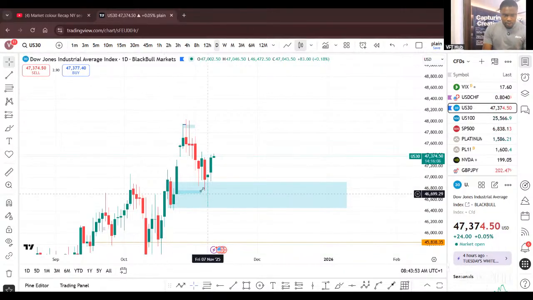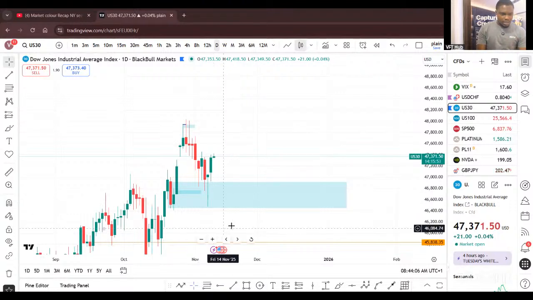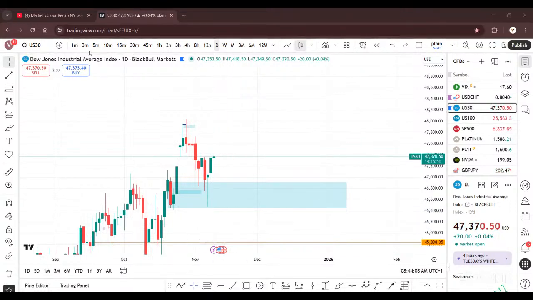So we were taken out from the second entry on Thursday. I guess that was the second entry we had on Thursday. Although some pairs actually did, probably one is to two, some did one is to three, perhaps. But then US 30 specifically, I didn't see even up to 1:1 on this trade.